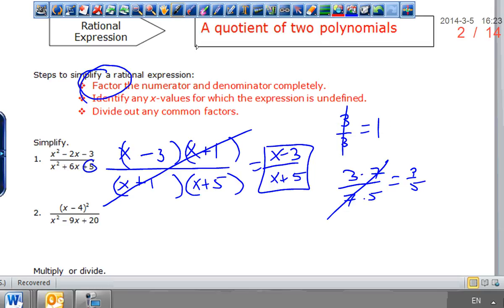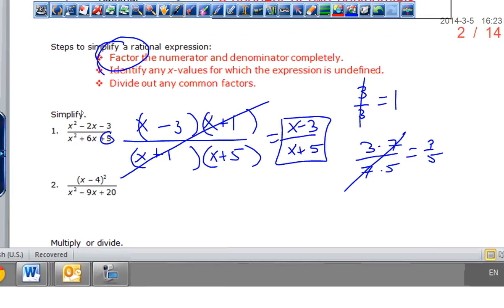It's as easy as that, but you can't just cross out x squareds, and you can't just cross out x's and all that stuff. They have to be in parentheses to be able to cross them out, because this means multiplication. So we can cross out just like we did here, but we can't cross out because of the minuses and the pluses and all that stuff.